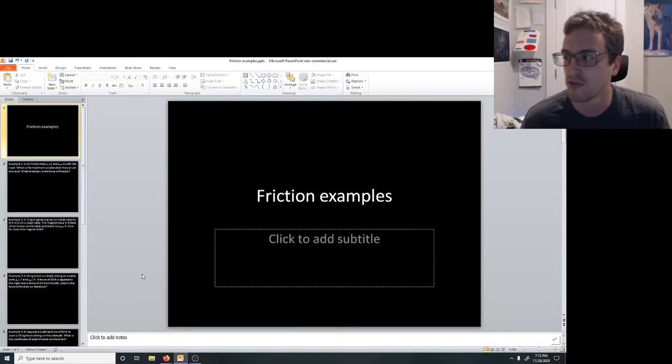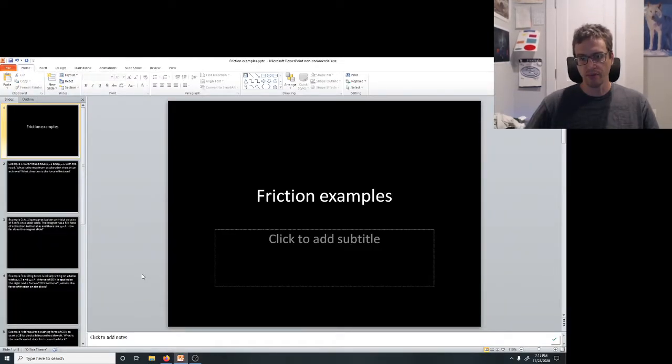Alright, we're going to do a few friction examples here. These are pretty simple mathematically, I think, a lot of them. So we're not going to spend a lot of time talking about the theory behind it. So hopefully we can get some help conceptually and a little math too.